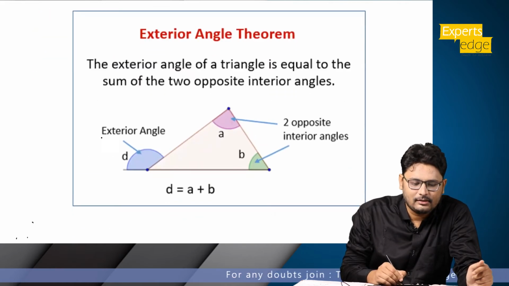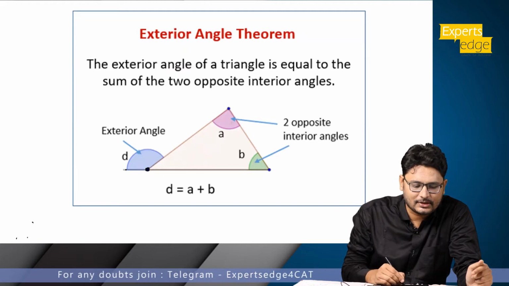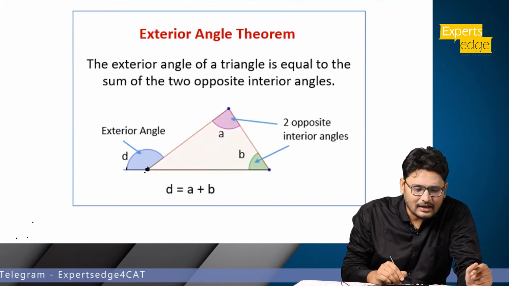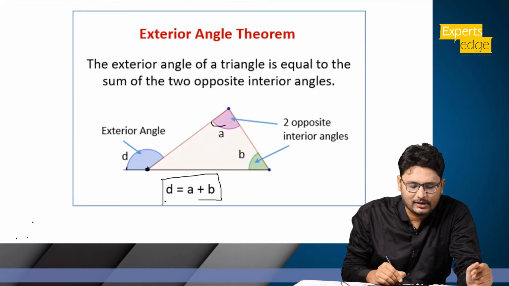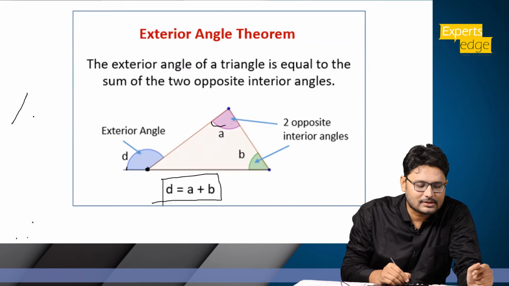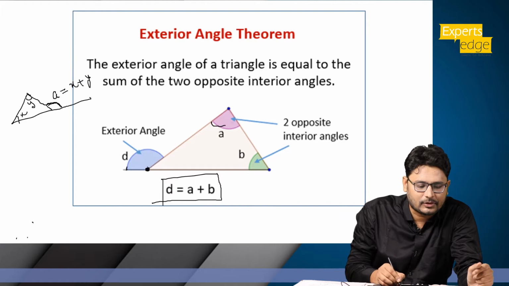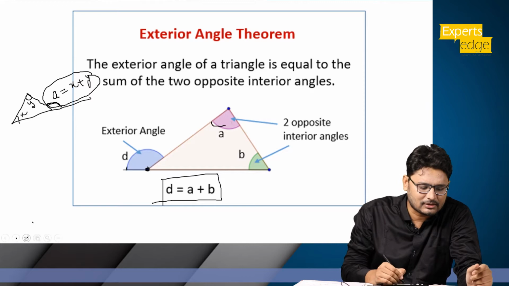So what is the external angle? This is the external angle theorem. If this is my triangle, then this particular angle, that is D, is known as the external angle. This theorem says external angle is equal to the sum of the two opposite interior angles, A plus B. So D is equal to A plus B. For example, if this angle is X and this angle is Y, then this external angle will be X plus Y. I hope this external angle theorem is clear. It's a very simple one, but it has good application and is a very favorite of CAT.